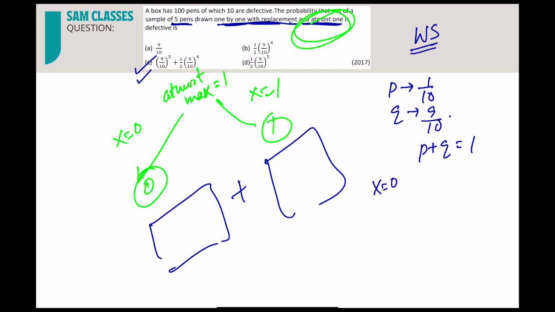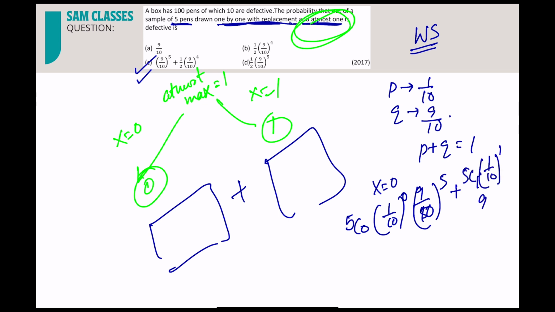Finding x equal to 0, what will be? 5c0 (1 by 10) power 0 into (9 by 10) whole power 5, plus 5c1 (1 by 10) power 1 into (9 by 10) power 4. Correct. Now take common. I think so.